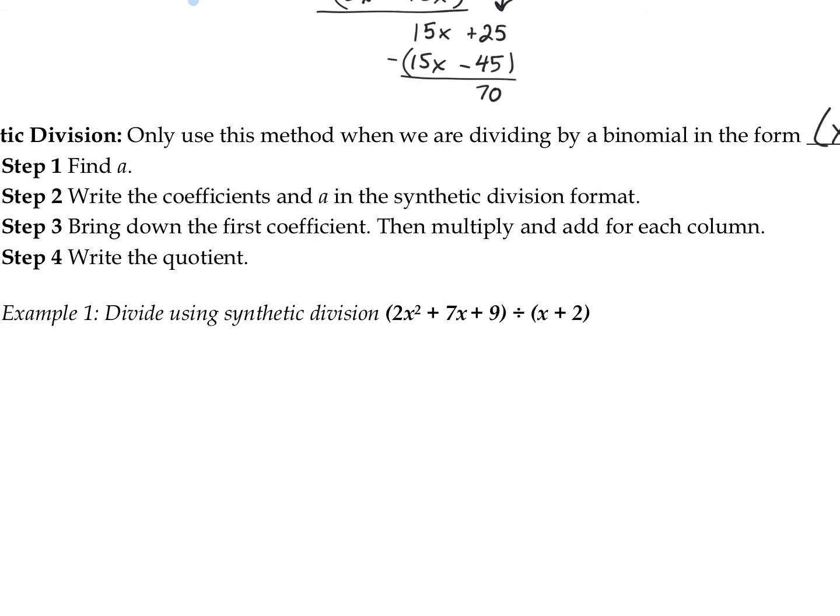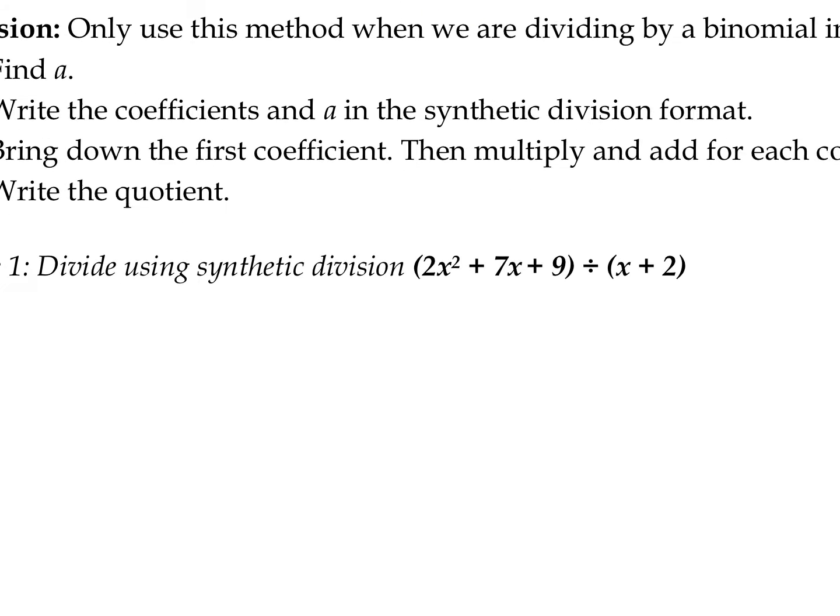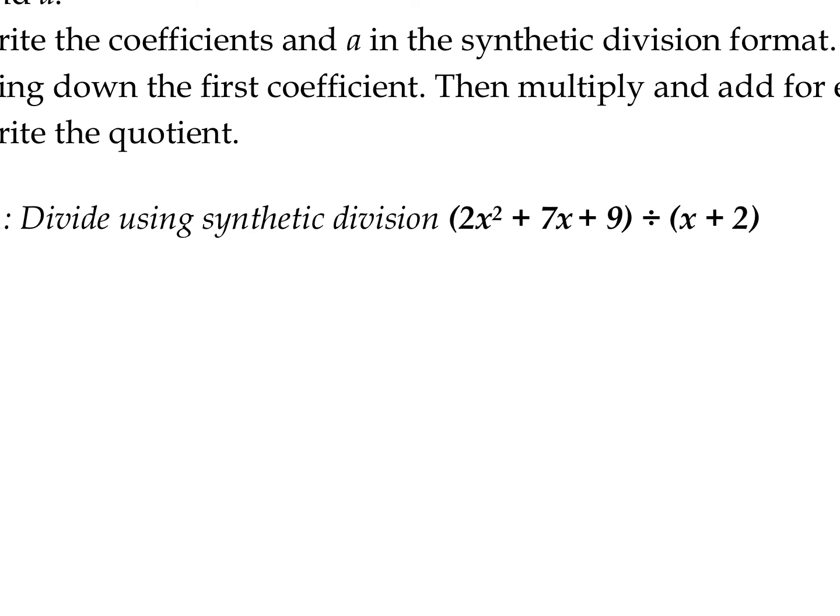So you can see our steps here. We want to write the coefficients in this synthetic division format. What the heck does that mean? Well, what we do is we take our a value here. Our a value is going to be the opposite of this positive 2. So our a value is going to be negative 2. We are going to take that negative 2 and put that in this little box here, a little half square, to help ourselves set up our synthetic division problem.